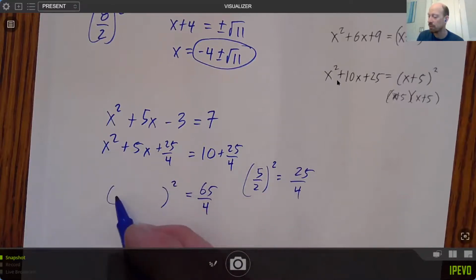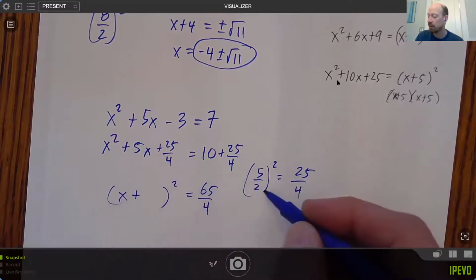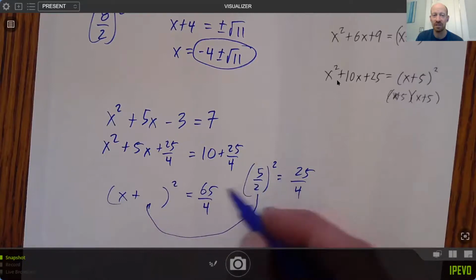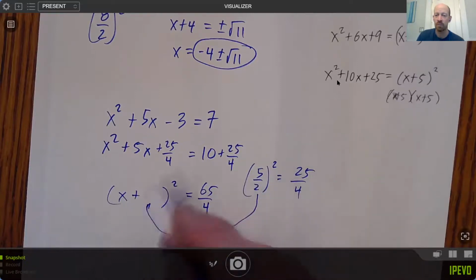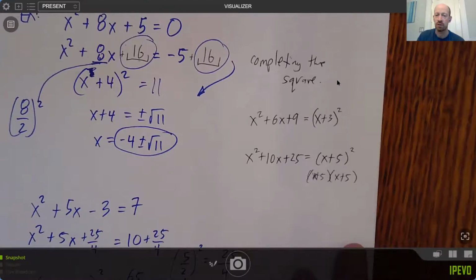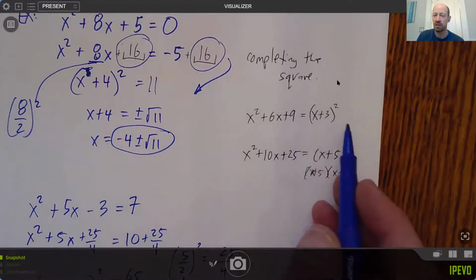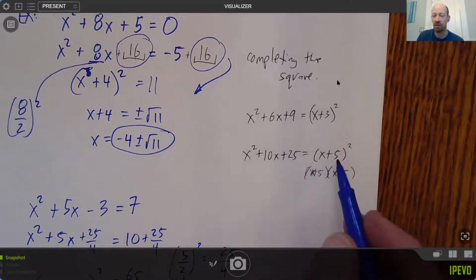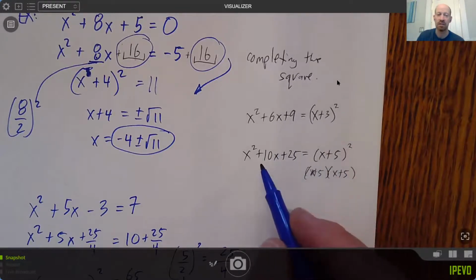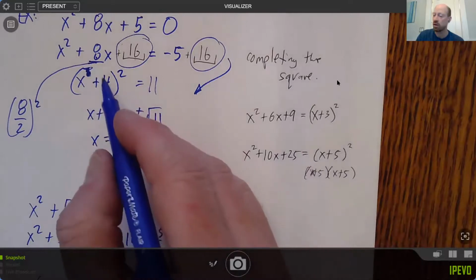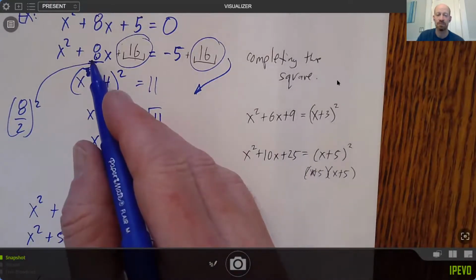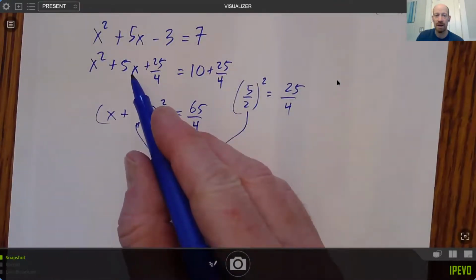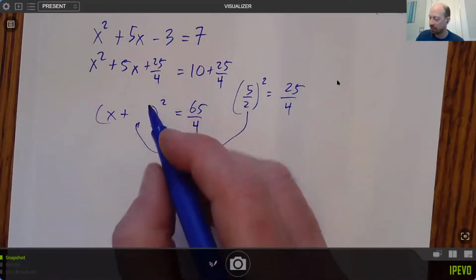And then here, remember I've created a perfect square. Whatever this inside is going to go here. Notice the 3 is half of the 6. The 5 here is half of the 10. The 4 here is half of the 8. So half of 5 is 5 halves. That's what goes here.